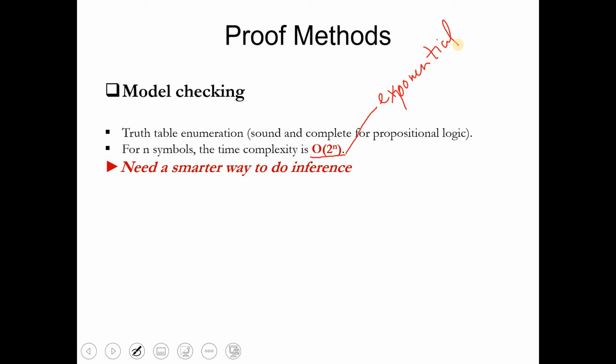Clear? So we always need some sort of smarter way to do the inference for the knowledge base and the new sentence. Model checking is available, but it takes too much time. It is not feasible.